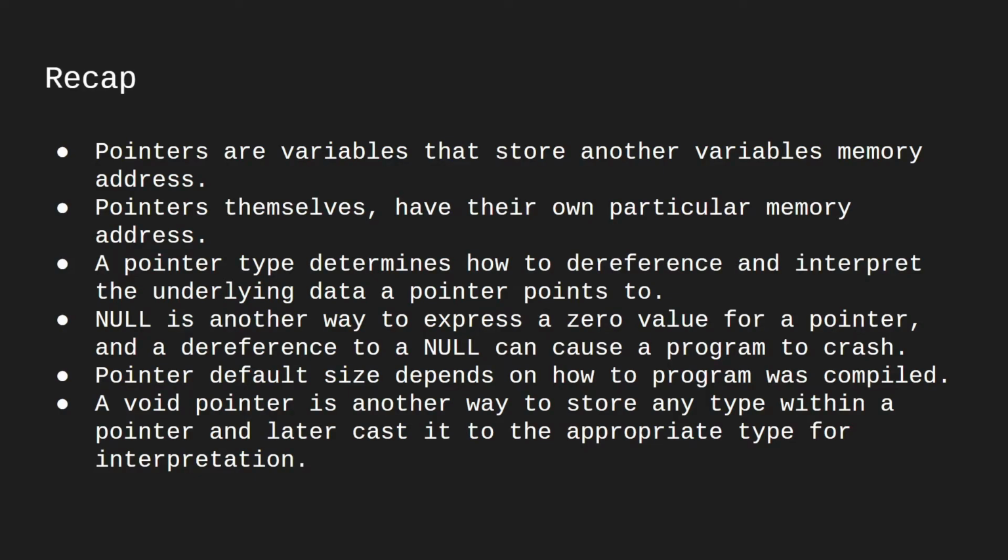A void pointer is another way to store any type of pointer and later cast it to some appropriate type. It's usually used because you explicitly expect something to be cast to another type, because you cannot dereference a void pointer, as it doesn't have any context for how to interpret it. It is a pointer to nothing, which sounds weird. Not a pointer to nothing, a pointer to a type of nothing.